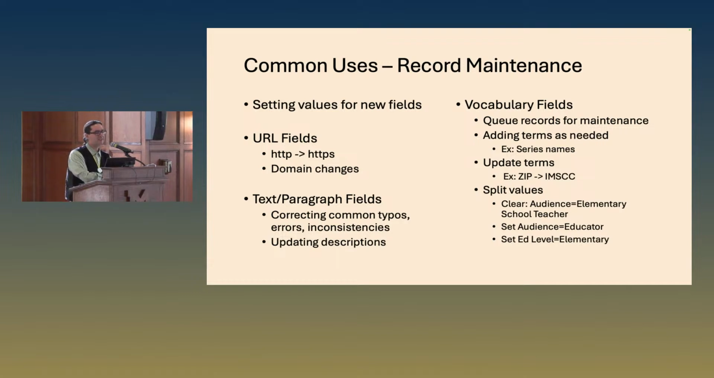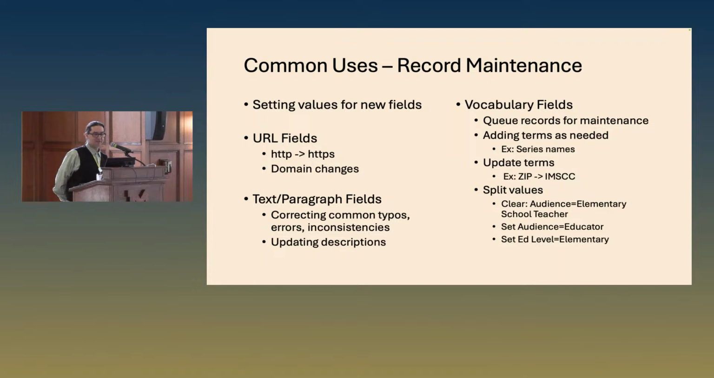When our URL checker tells us that someone has changed their domain, or changed their content management system so that their files have moved around, but in a predictable way, we can do find and replace to fix those. In text and paragraph fields, we use it for correcting common typos, errors, and inconsistencies. In our descriptions, when we are referencing the name of an organization and we want to change that consistently throughout all of our descriptions, we can do that.